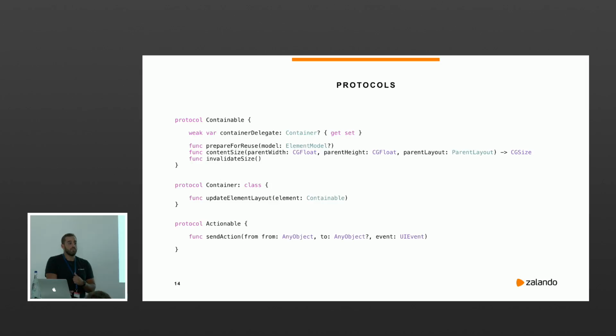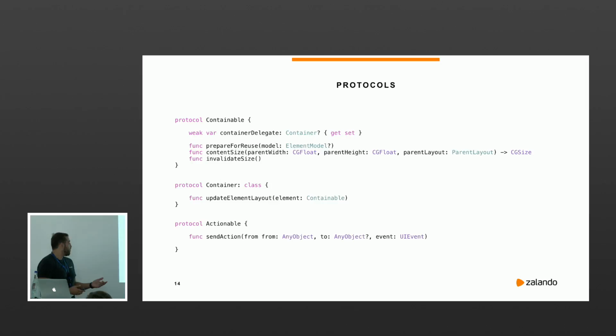So they can specify the size they would need to lay out themselves. And also the teaser element, for example, although it's a container because it contains images and text, it also conforms to the containable protocol because it can be contained in a list, etc. So most of the elements are containable and containers.